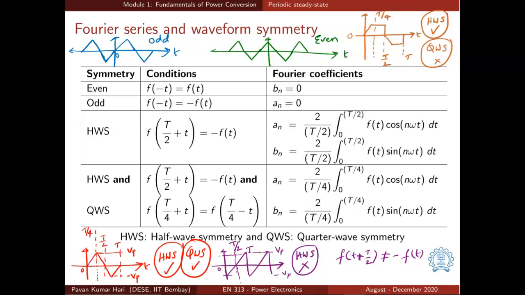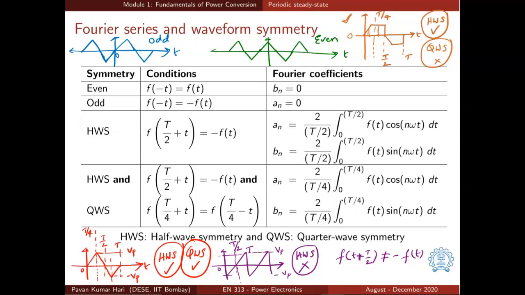That refers to quarter wave symmetry. And similarly the quarter wave symmetry also applies in the negative half cycle. But consider this brown color waveform that is shown here. Why does it not have quarter wave symmetry? Because if you consider two time instants which are equidistant from T/4, on either side of T/4, the function does not have the same value at both the points. That is why it doesn't have quarter wave symmetry.